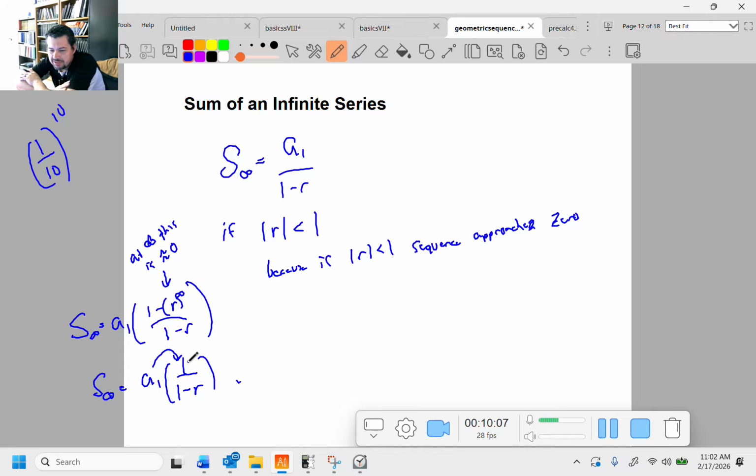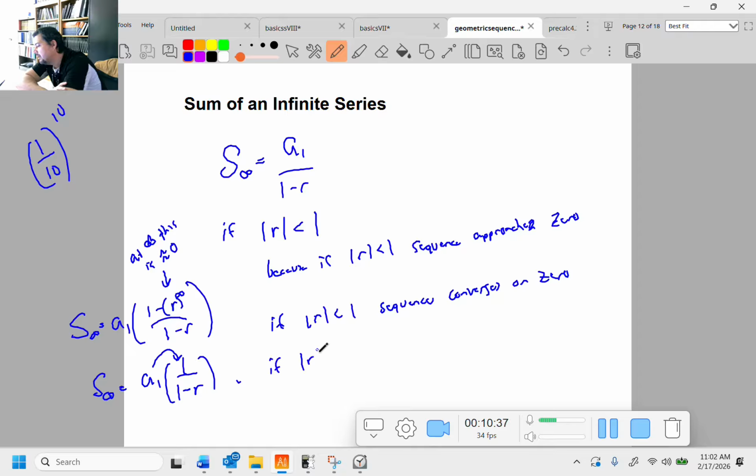There's some limits and stuff in there. It's not a true math definition. It's a good enough definition for Algebra 2. But anyways, I can find the sum of an infinite series if the absolute value of r is less than 1. Now, there's more to this. If the absolute value of r is less than 1, this means that the sequence, or the series, but the sequence converges on 0.